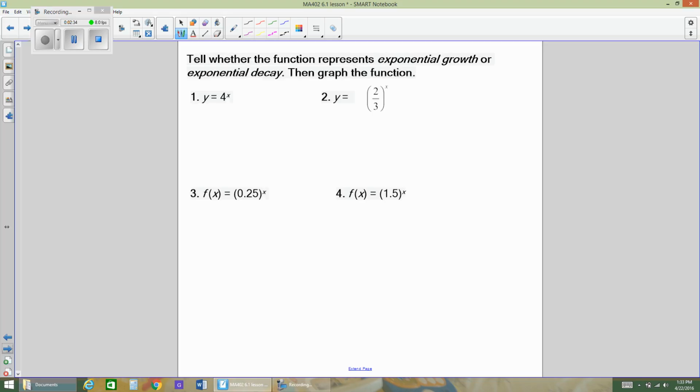Okay, let's try some. Tell whether it's growth or decay in graph. So you should be graphing these in your graphing calculator and taking a look at them. Okay, put me on pause. Here come the answers. We've got growth, decay, decay, and growth. Now keep in mind, 1/2 would be the same as saying 3/2 to the x, but that is an improper fraction.